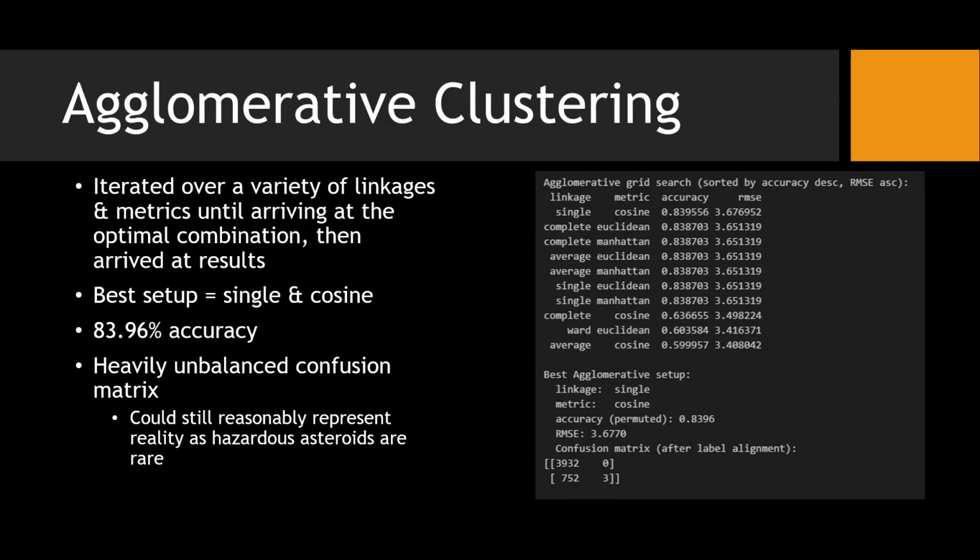And so I iterated over a variety of linkages and metrics until arriving at the optimal combination for this particular data, and then arrived at the results.